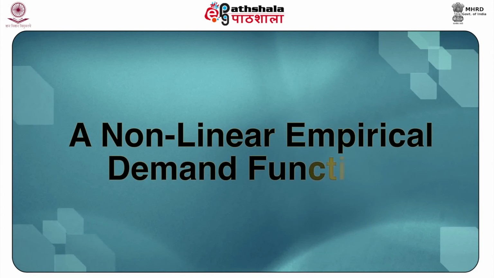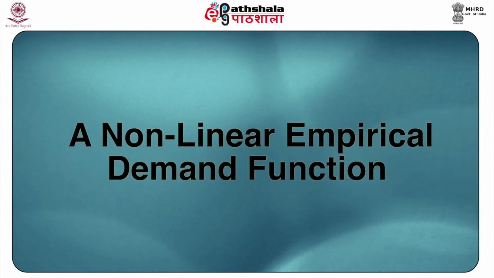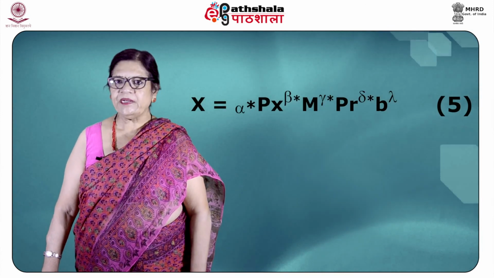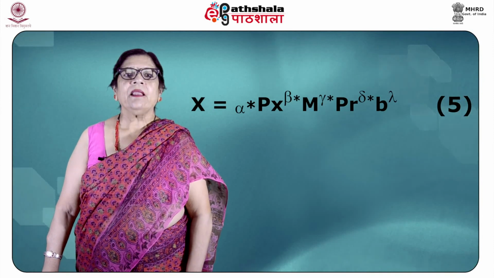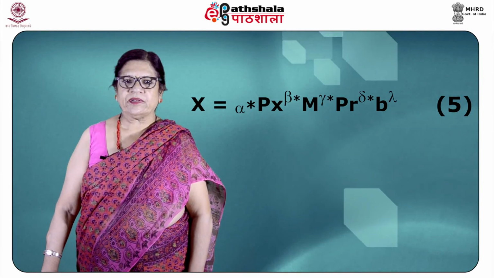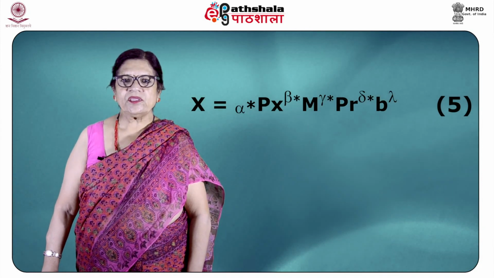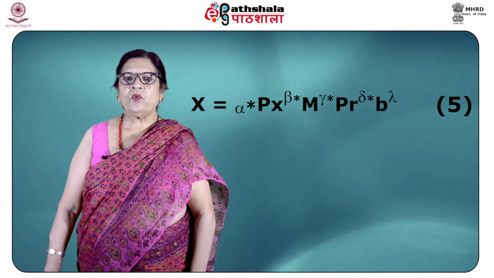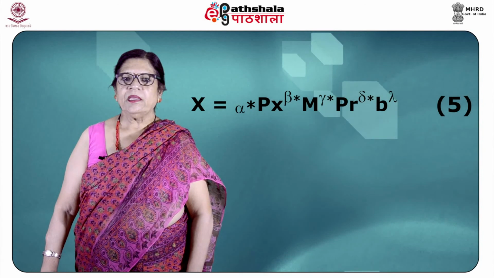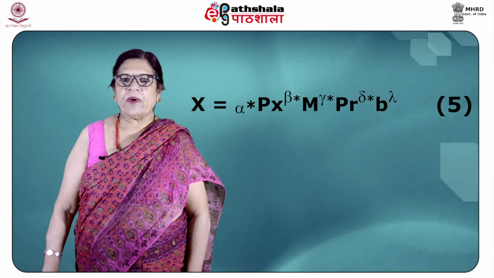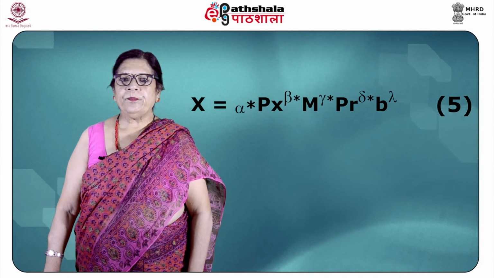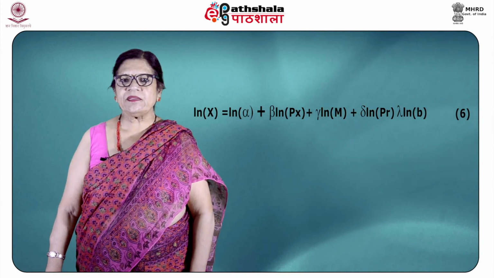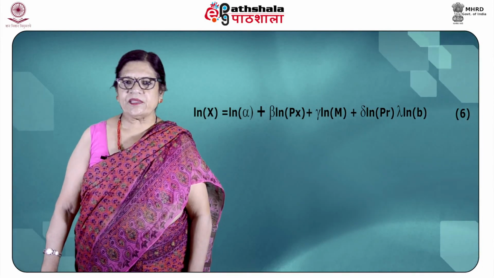Let us look at the non-linear empirical demand function. The most commonly used non-linear empirical demand function is a function in log linear form, which can be written as X is equal to alpha into Px to the power of beta into M to the power of gamma into Pr to the power of delta into B to the power of lambda. This functional form provides direct estimation of the elasticities.